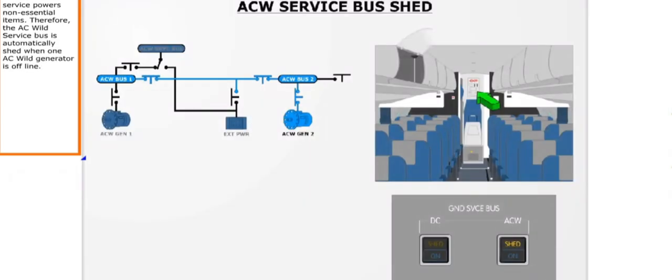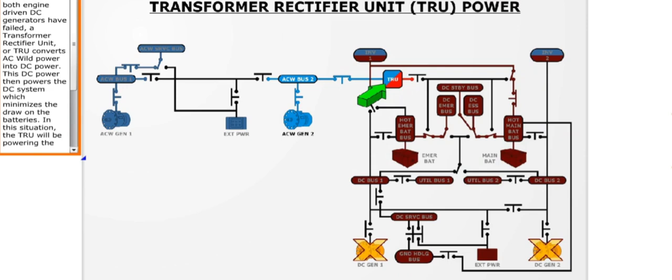The AC Wild service bus powers non-essential items. Therefore, the AC Wild service bus is automatically shed when one AC Wild generator is offline.